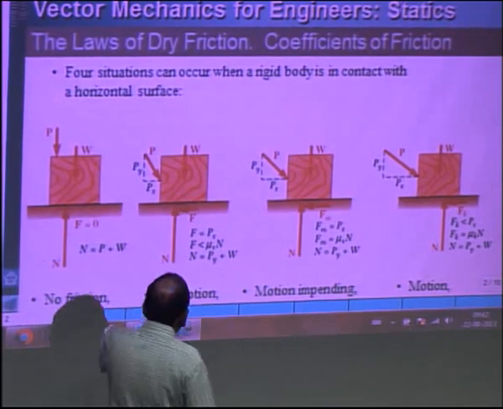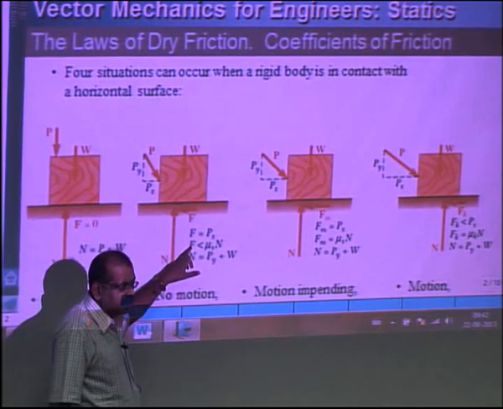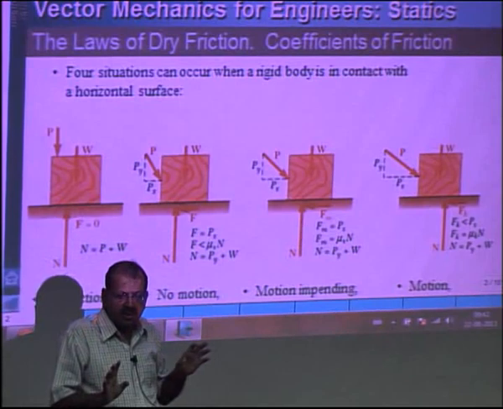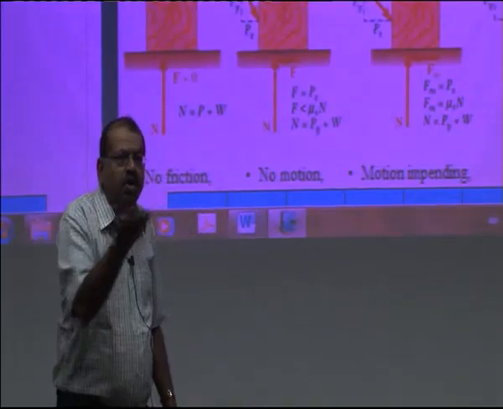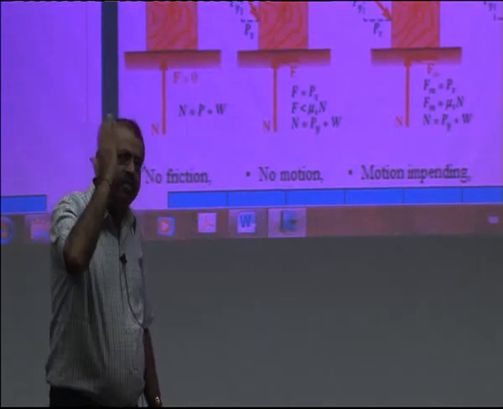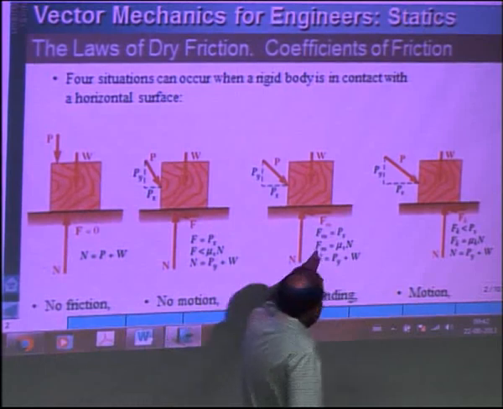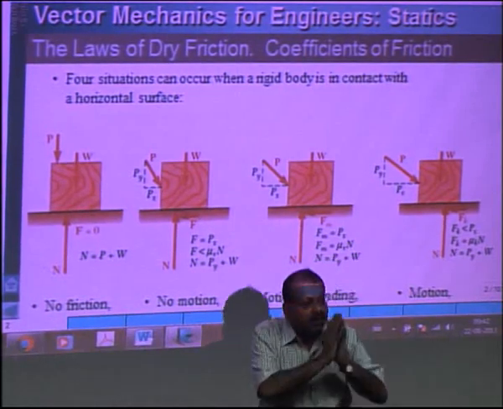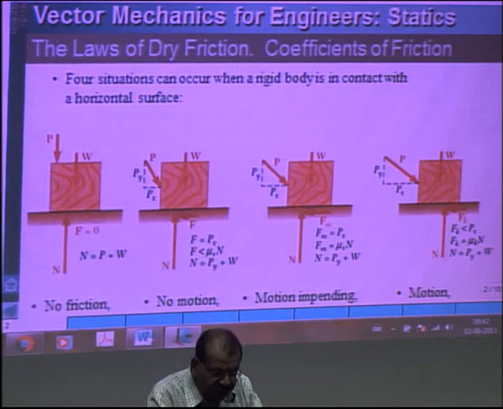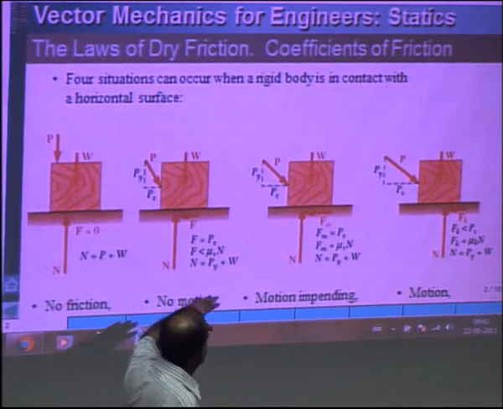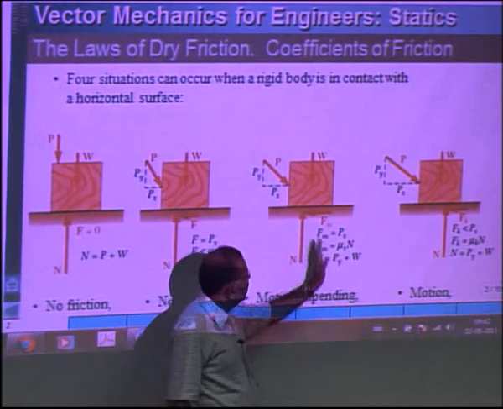Now, when we apply this equation, friction is just an unknown. It is less than mu s N, it does not give you anything about its relation with normal reaction. The only thing it gives you is the maximum value it can attain. Whereas in these two cases, we are relating friction to the normal reaction.